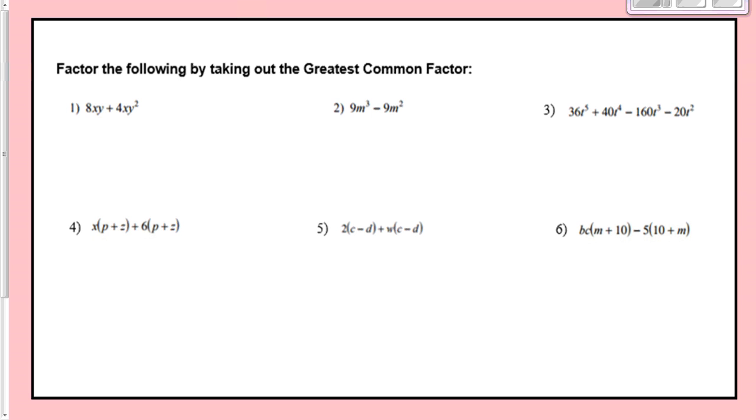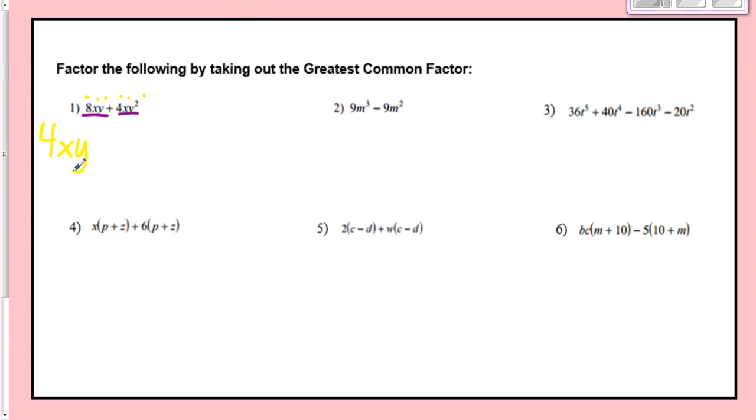So on number 1, I'm going to look at my two terms. I have a term here and a term here. And I'm going to decide what is similar between both that I can take out. Well, they both have an x, right? That's going to get taken out. Between 8 and 4, there's a hidden 4 in there that can be taken out between both. And then y and y squared, there's a y in there that can be taken out.